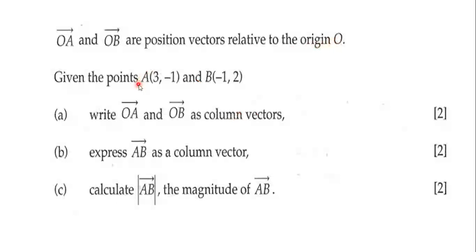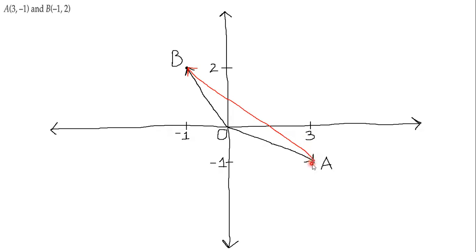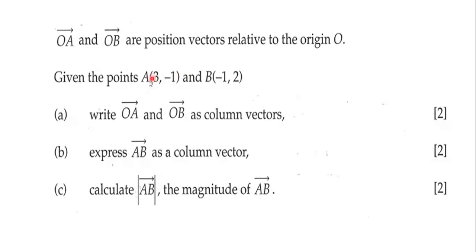They tell us that we are given the point A, which is (3, -1), and the point B, whose coordinates are (-1, 2). So that's what we have here. A is (3, -1), this particular point here. And the point B is (-1, 2), an x value of -1 and a y value of 2. So they're saying that we give you the points A and B, so write the vector OA and the vector OB as column vectors.